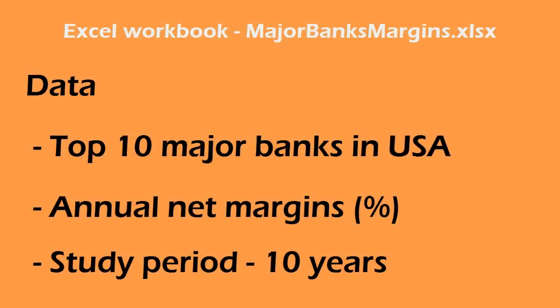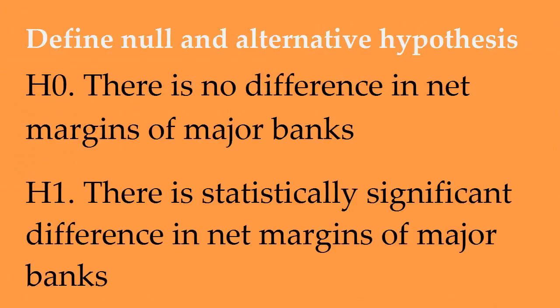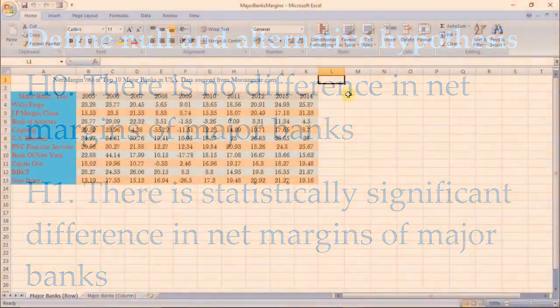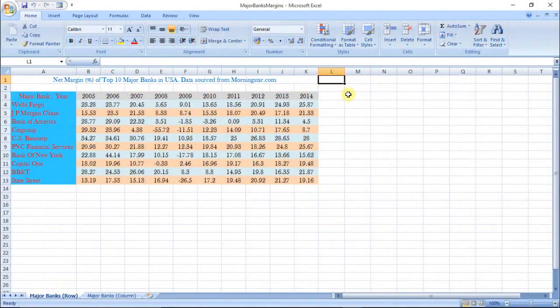Before computing ANOVA, you need to define null and alternative hypothesis. Major banks margins Excel workbook supplies net margins of top 10 major banks in USA for 10 years. You intended to know whether the mean returns of these banks are similar or different. To test this, you need to frame a null hypothesis and alternative hypothesis. Null hypothesis is there is no statistically significant difference in net margins of major banks. Alternative hypothesis is there is statistically significant difference in net margins of major banks. You wish to test your hypothesis at 5% significance level.